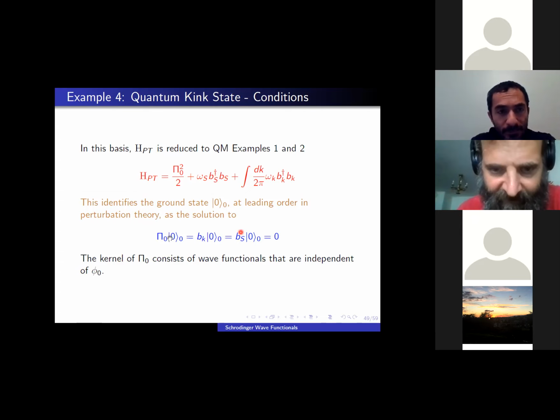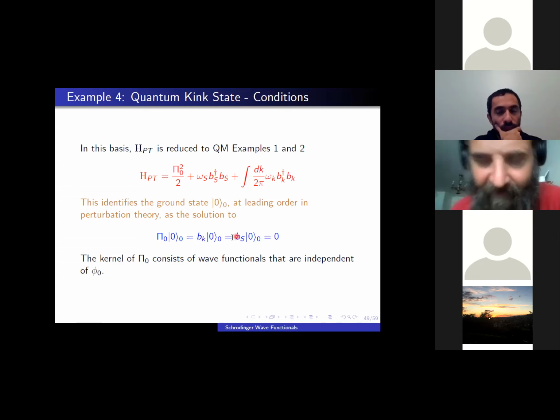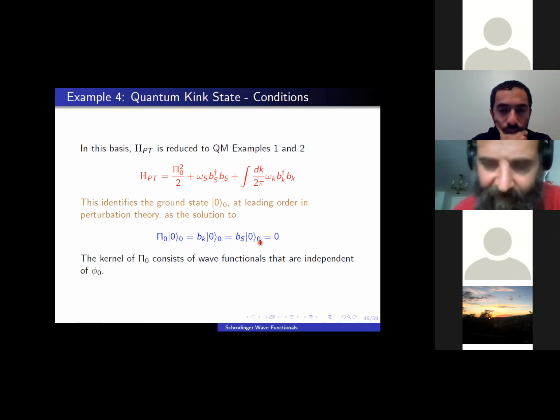So the ground state is just something which is killed by pi 0, so no center of mass, and killed by these annihilation operators. So you turn off all the oscillators. All the oscillators are at level 0. If you can solve these equations, then you've solved the model, at least the ground state. Then you just do the recursion, which is just cranking through. Any questions about that? Any solution to this is the Schrödinger wave functional that we want.